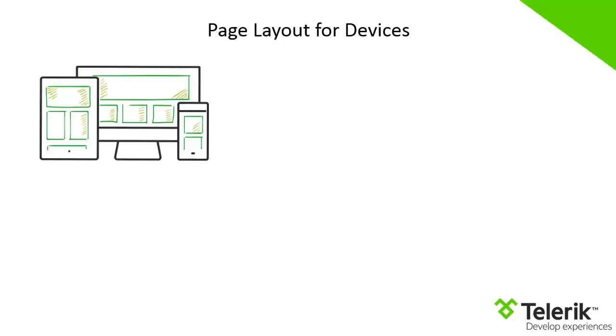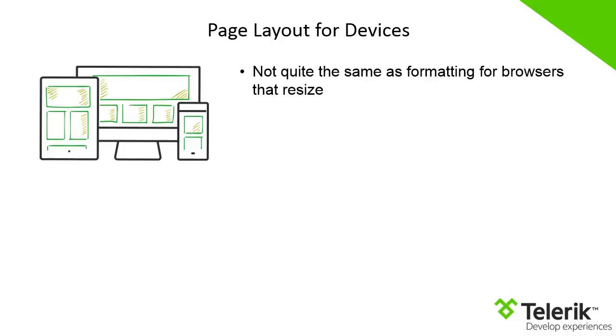First up, let's take a look at the page layout capabilities for devices. I want to make sure to keep in mind not just phones and tablets, but desktops and laptops. We want to make sure that our web content looks and feels good on all devices, even that giant screen that you might have hanging in the conference room. When we do these page layout capabilities on our web pages, it's not quite the same as formatting for browsers that resize. There's other things going on here.